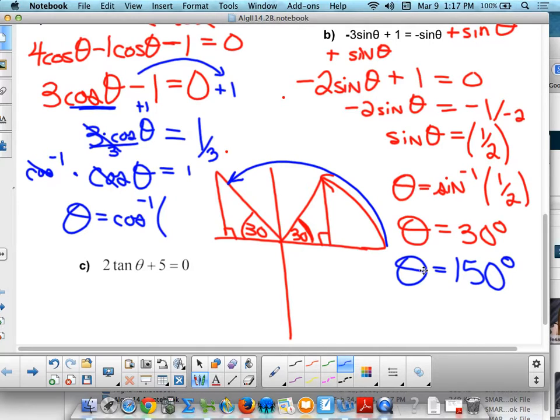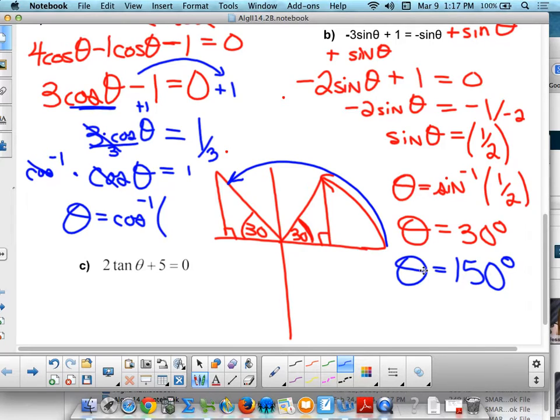And by the way, those numbers, 1/2, you didn't really need your calculator. Because 1/2 comes off your special triangles. If you looked at your 30, you would have noticed opposite over hypotenuse is 1/2. You could have done this one without your calculator. You could. All right, here's C.